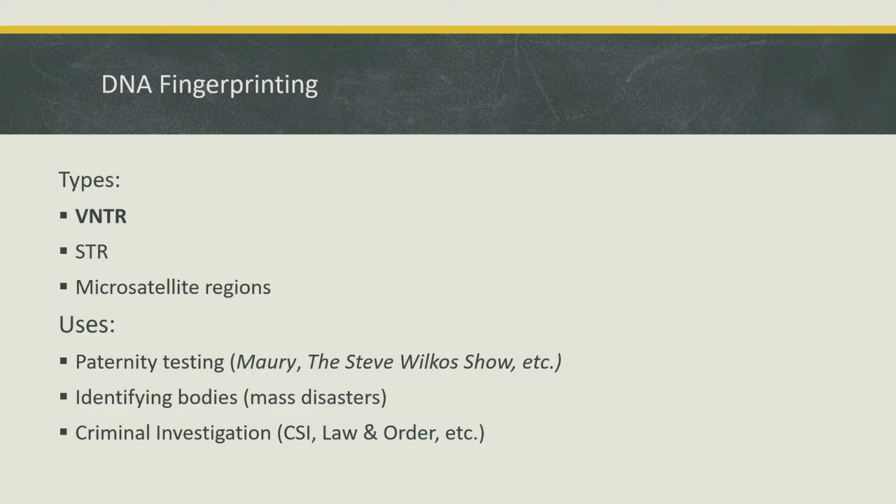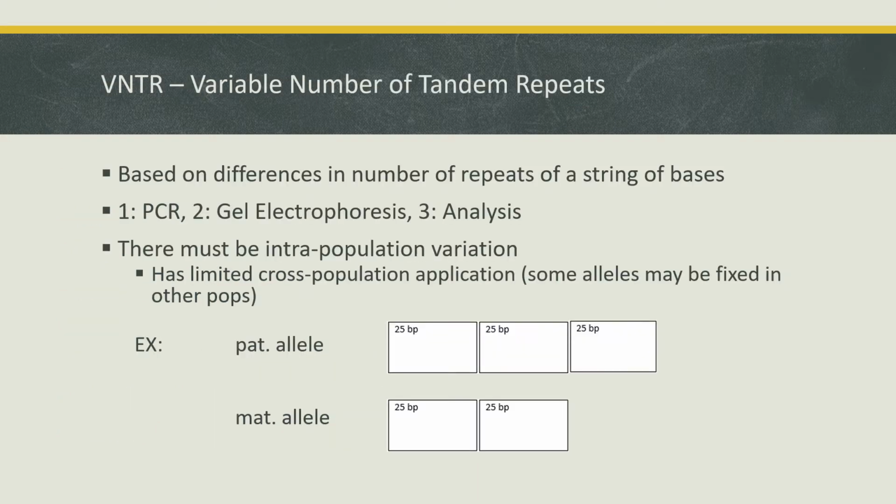DNA fingerprinting has three different types: VNTR analysis, STR analysis, and microsatellite region analysis, and can be used for paternity testing, identifying bodies, or in criminal investigations. VNTR analysis is based on the differences in the number of repeats of a string of bases in one's genome, and the three main components are PCR, gel electrophoresis, and analysis, all of which we will discuss more in the rest of the video.